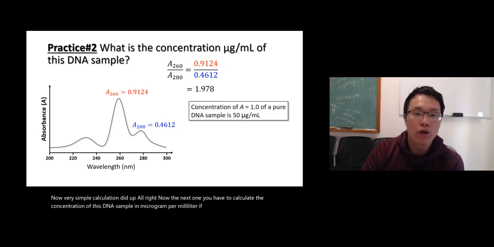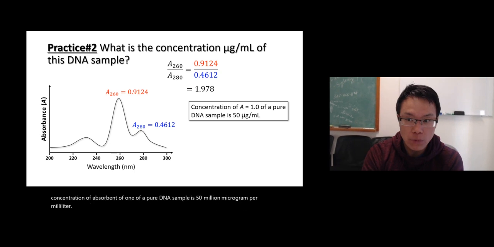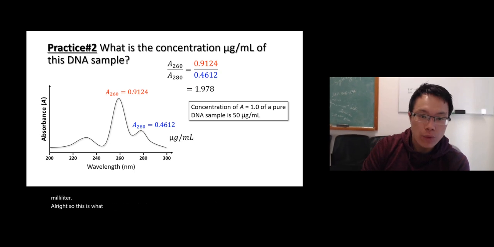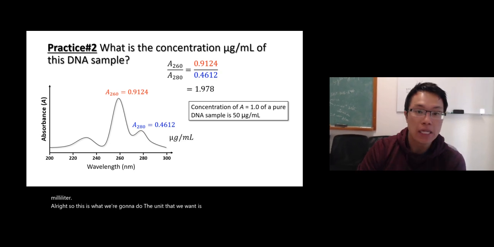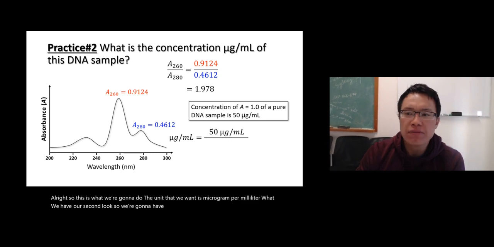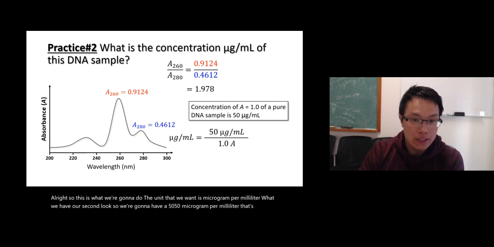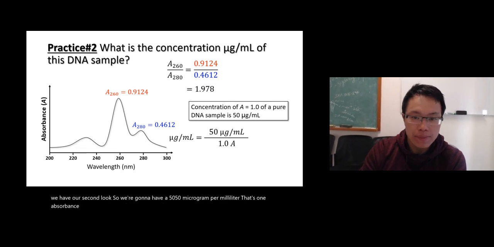If you remember, the absorbance of 1 for a pure DNA sample corresponds to a concentration of 50 micrograms per milliliter. All right, so this is what we're going to do. The unit that we want is micrograms per milliliter. So we're going to have 50 micrograms per milliliter for an absorbance of 1.